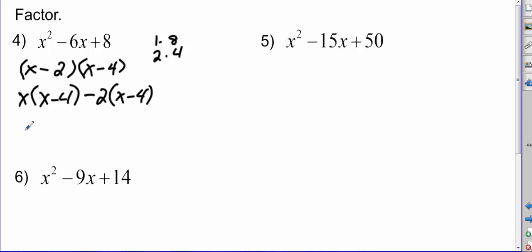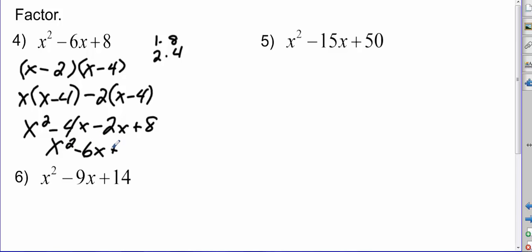Let's see what happens. We're going to get an x squared. We're going to get a -4x. Okay, when we add those two together, we end up with our initial problem. So that's one way to check your answer if you ever are unsure of yourself.